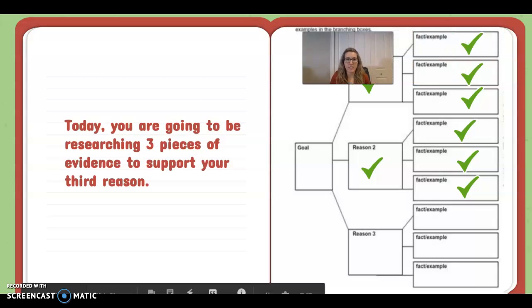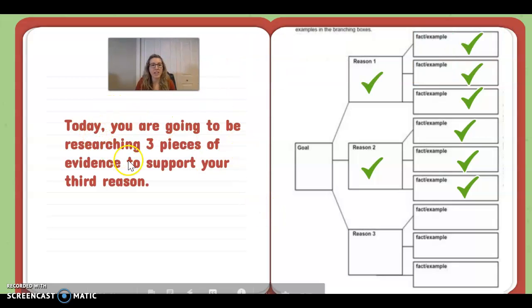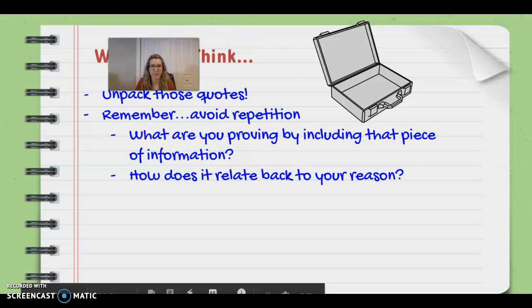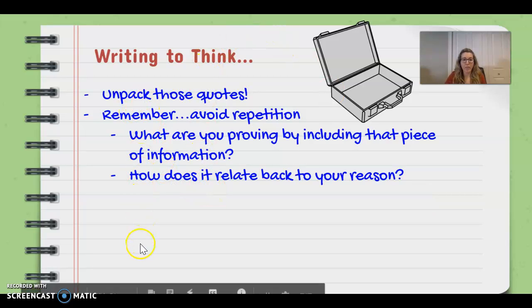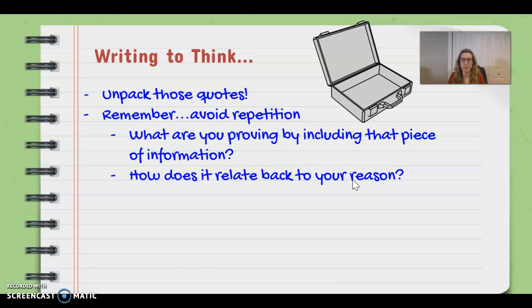So at this point, you have seen this chart before. Today, you're working on finding 3 pieces of evidence to support your third reason. So at this point, you should have completed your evidence to support reason number 1, evidence to support reason number 2, and this is where we're at today, looking for reason number 3. So writing to think. In your boxes and bullets, you have a column for your evidence, a column for your sources, and a column for your writing to think. And I will open up that in just a minute.